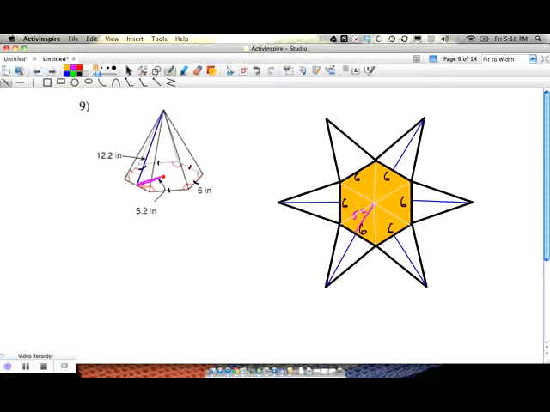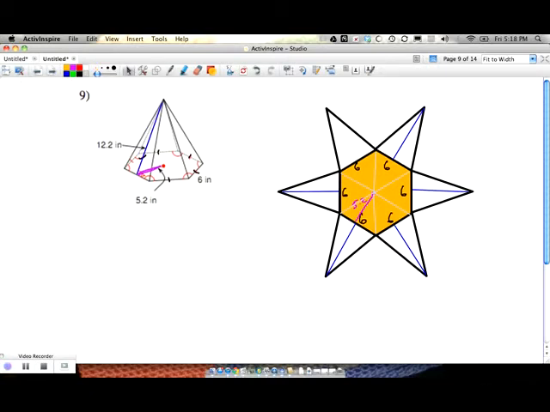So let's see what we're going to get when we add all this together. So those are 12.2. There we go, 12.2. Oh, I forgot one here. There we go, 12.2, all the way around. So I know those are all 12.2.